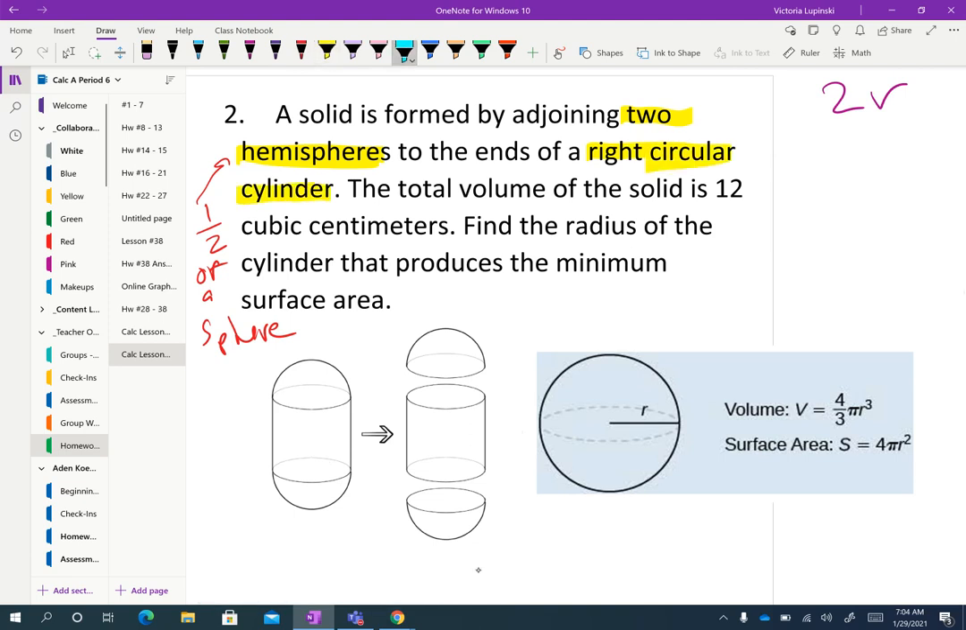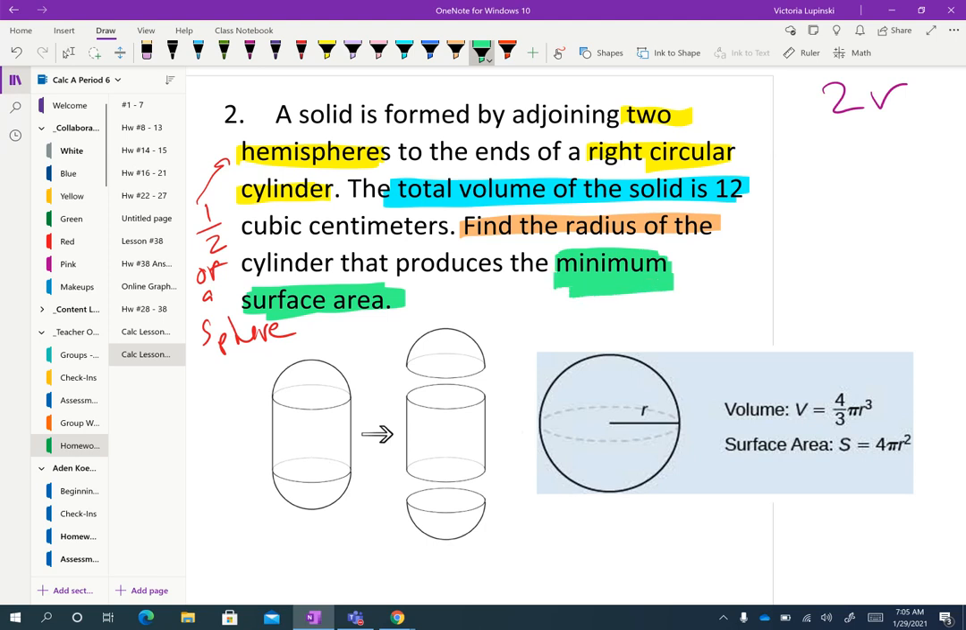The total volume of the solid is 12 cubic centimeters. What is it that we're looking for? We're trying to find the radius of the cylinder that produces the minimum surface area. So something to point out here that even though this is a separate shape, we're still talking about volume and surface area. In this case, because we're trying to minimize the surface area, it is going to be your primary equation and the one you have to take the derivative of, where the volume is going to be your secondary equation, and that's the one you're going to plug in.